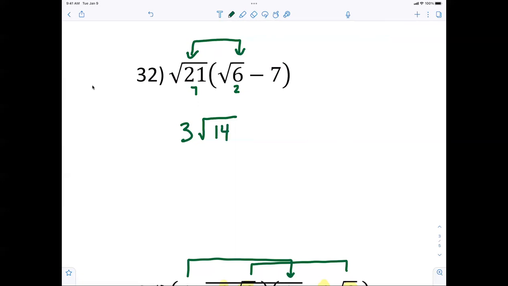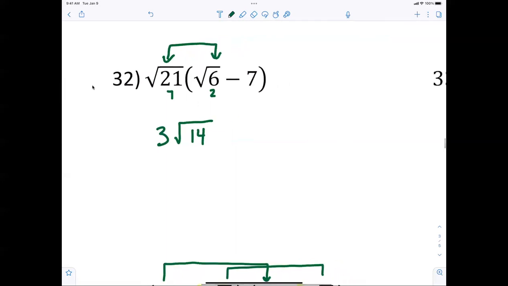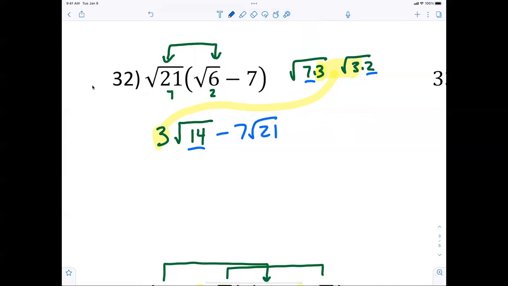Say it again. What did you say? Okay, 21 is 7 times 3 and 6 is 3 times 2. There is a common 3. So those 2 3s come out right there. What's left behind? And there you have it. And then minus 7 radical 21.